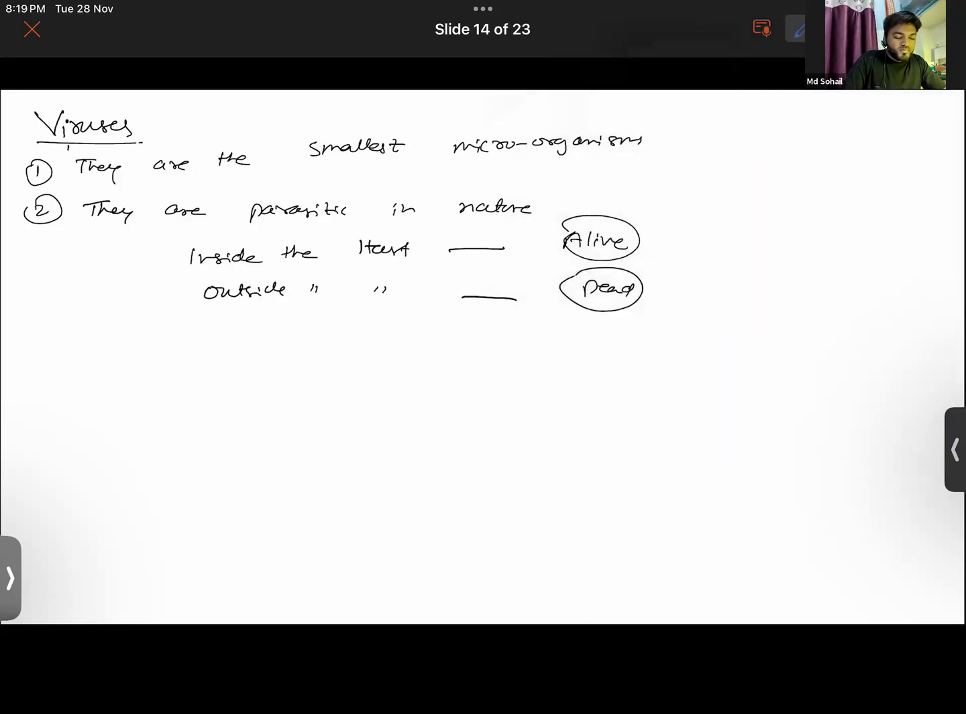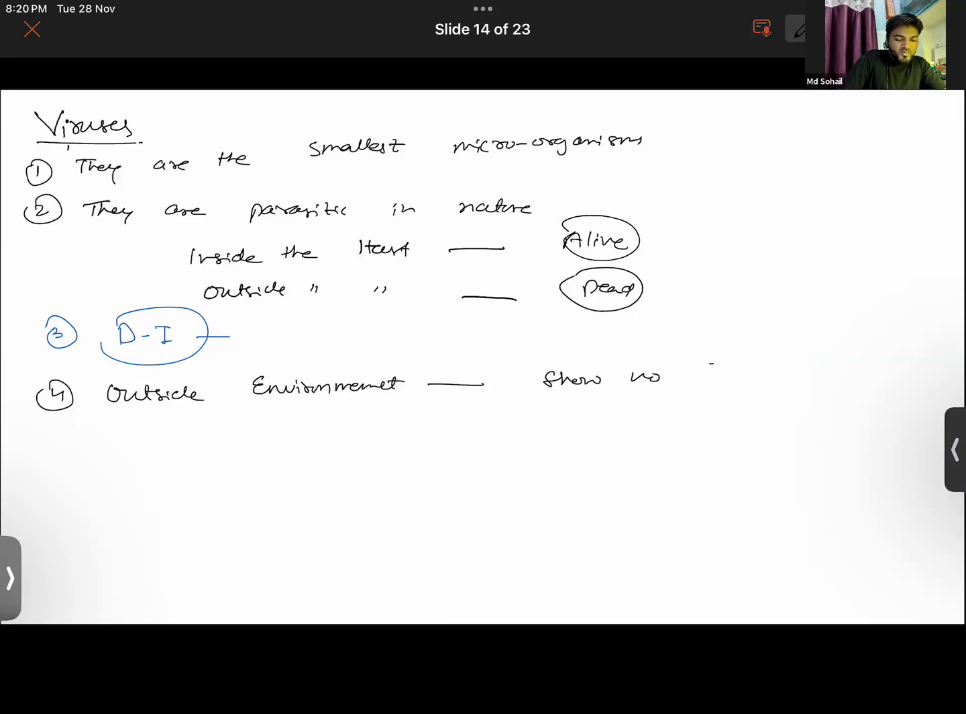They were discovered by Dmitry Ivanovsky. Very good. He was the person who discovered viruses. Now, when you observe a virus outside the host body, in the surroundings, it will not show any characteristics of a living organism. Fourth, in the outside environment it shows no characteristics of life.